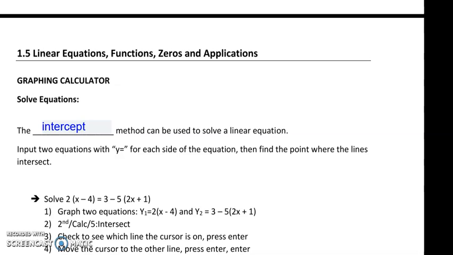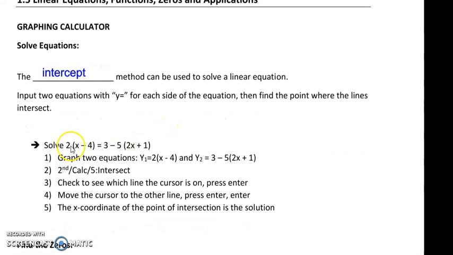So the first thing we're going to do is see how we can use the graphing calculator to solve an equation that has x on both sides of the equation. This is called the intercept method. So you might recognize the problem that we're going to do right down here. This is a problem that we worked out by hand a little earlier in the last video.